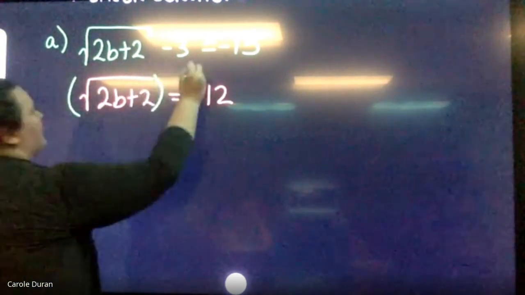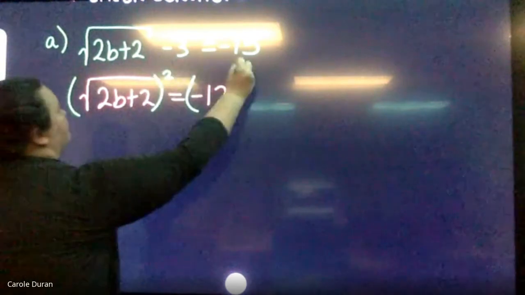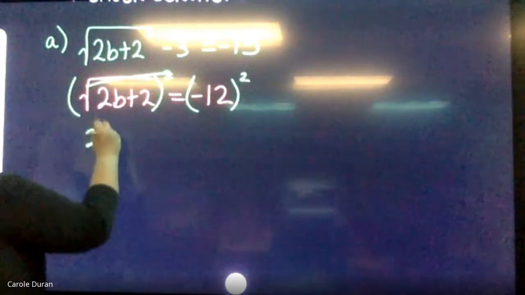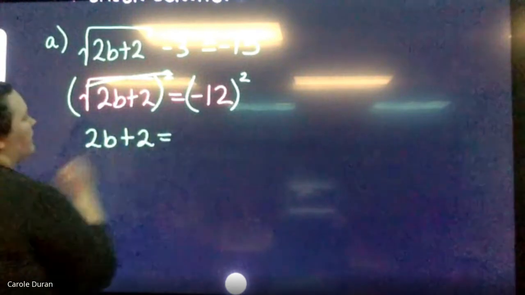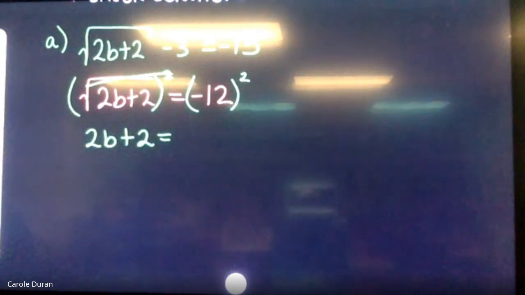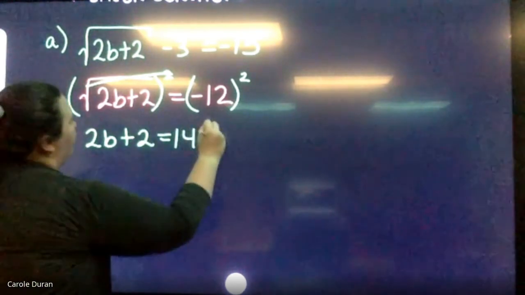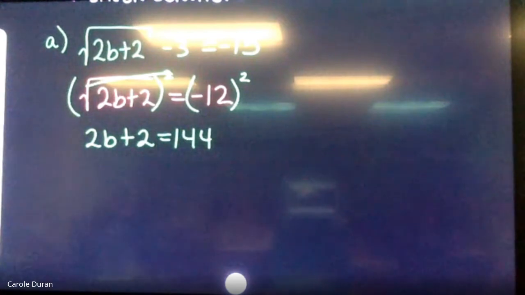So what we do to one side, we also do to the other. This square is going to cancel out that square root, leaving 2b plus 2 equals, and then negative 12 squared is equal to 144, not negative 144. Let's make sure we remember that.